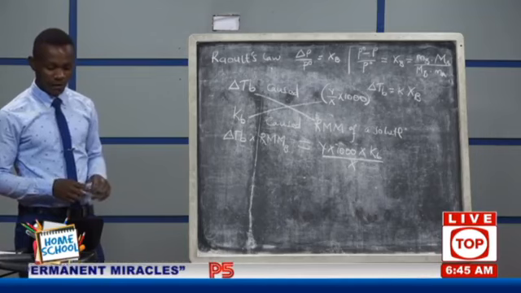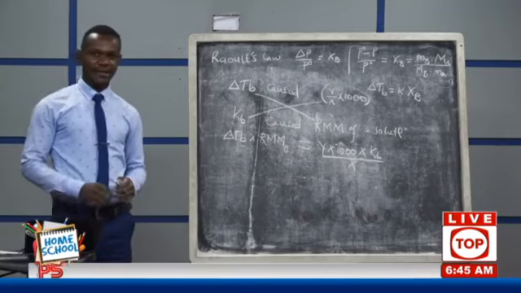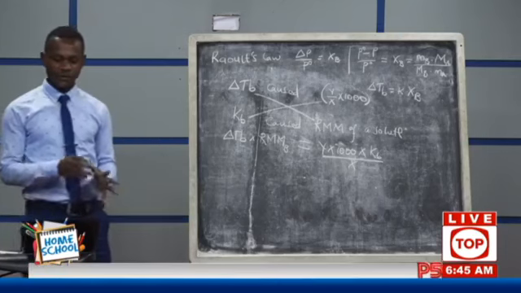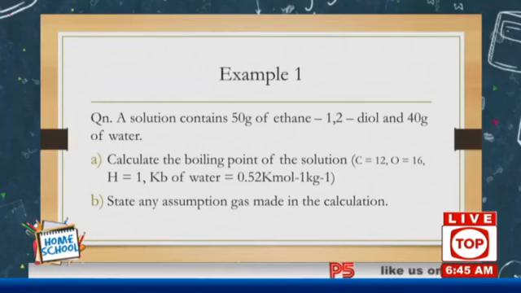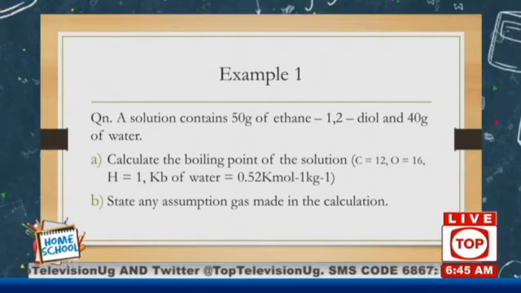Example 1 on our slide 27 there. When you look at that example 1, it is saying that a solution contains 50 grams of ethane-1,2-diol and 40 grams of water. Calculate the boiling point of the solution. State any assumption.